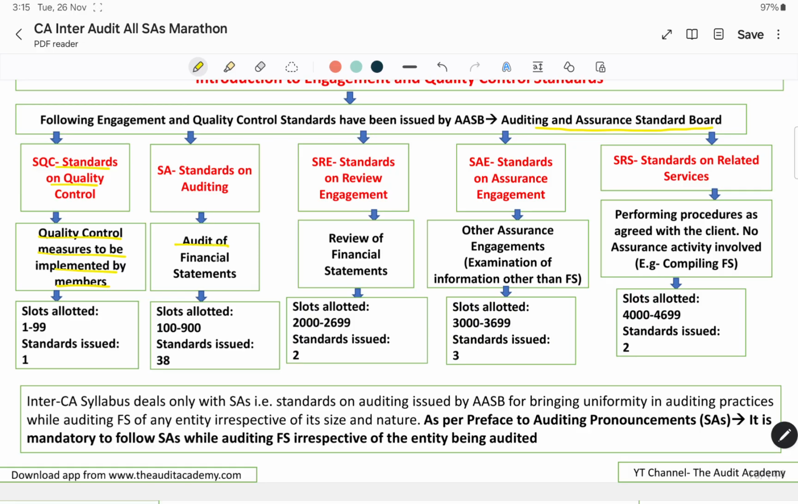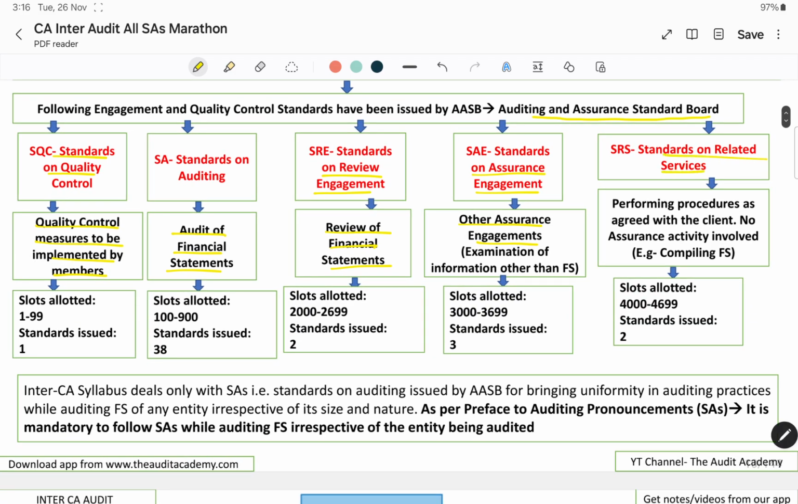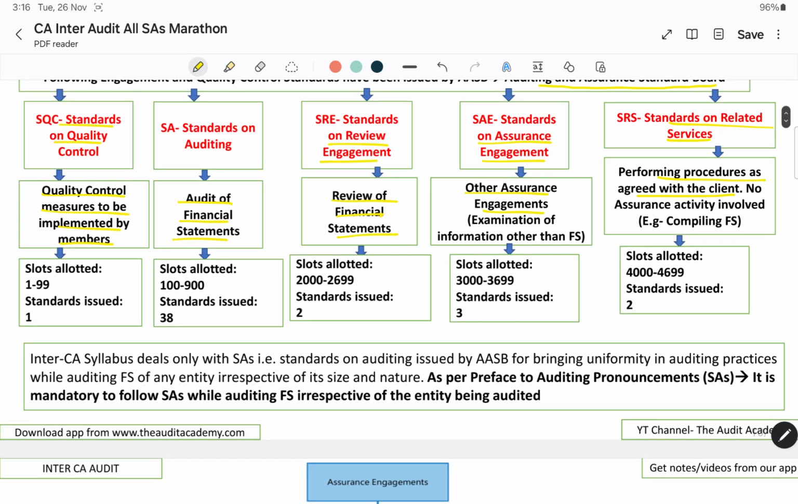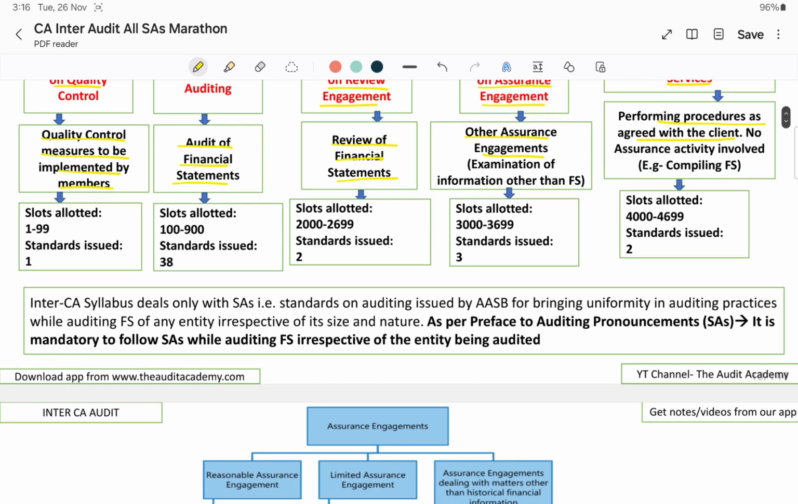Standard on Auditing, audit of the financial statement. Standard on Review Engagement, review of the financial statement. Standard on Assurance Engagement, SAE, other assurance engagement, examination of information other than financial statement. And the last is the Standard on Related Services, performing procedures as agreed with the client. No assurance activity is involved in that. For example, compiling of a financial statement. Okay.